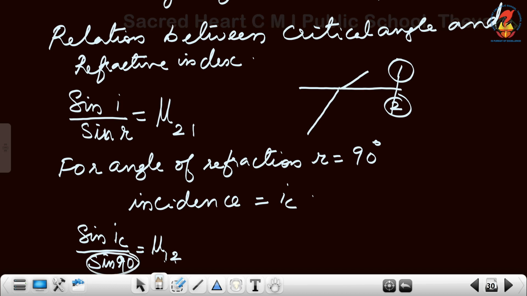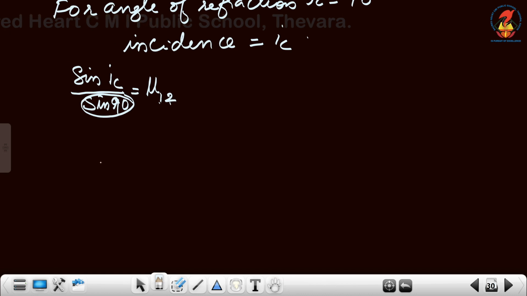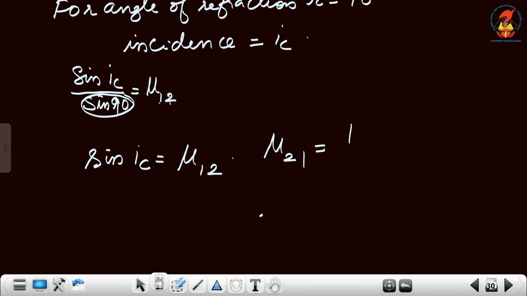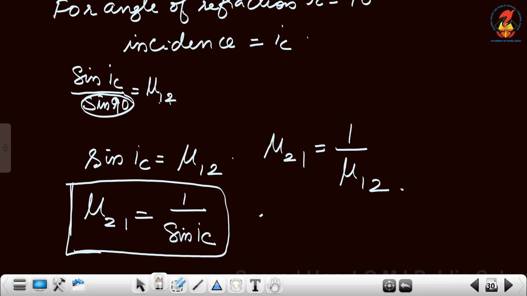Now sin 90 is what? Sin 90 is 1. So the above equation can be written as sin IC is equal to mu 1 2. But the standard way of writing refractive index is mu 2 1. And we know, according to the principle of reversibility, mu 2 1 is equal to 1 by mu 1 2. So the above equation can be written as mu 2 1 is equal to 1 by sin IC. This is the relation between refractive index and critical angle. Mu is equal to the inverse of sin IC.